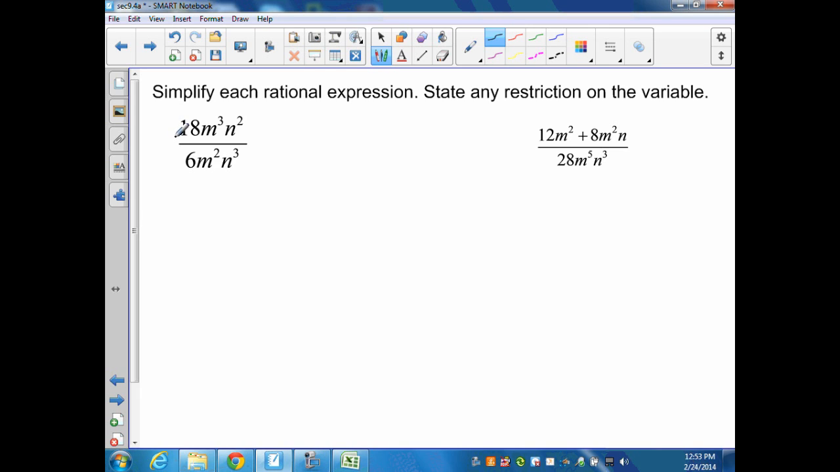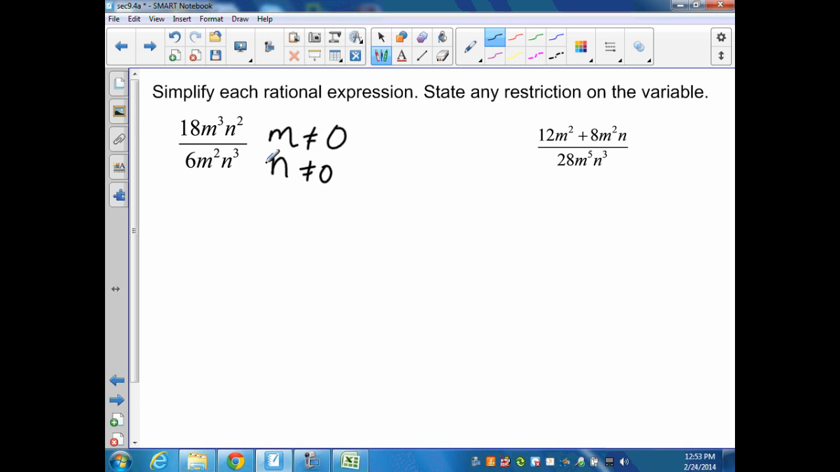Here I have 18m cubed n squared over 6m squared n cubed. I want to state the restrictions. Here m cannot equal 0 and n cannot equal 0. If 0 would be substituted in for m or n, or both at the same time, my function would be undefined. Therefore, I have to state the restrictions. m and n cannot equal 0.